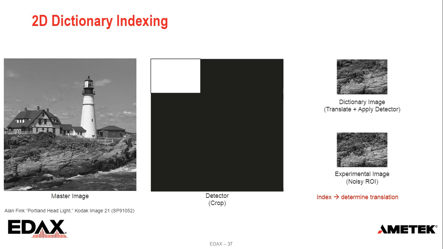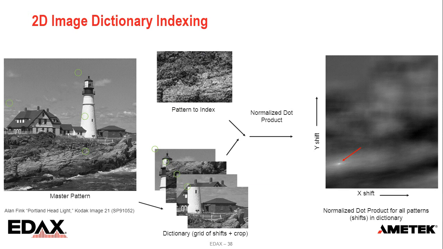For EBSD, the detector is a rotation from the orientation plus you capture some of the image. So in this case, indexing is to get, instead of the orientation, the translation. And so just like you can imagine a dictionary for a grid of 3D orientation space, we can make a dictionary for a grid of 2D translations.